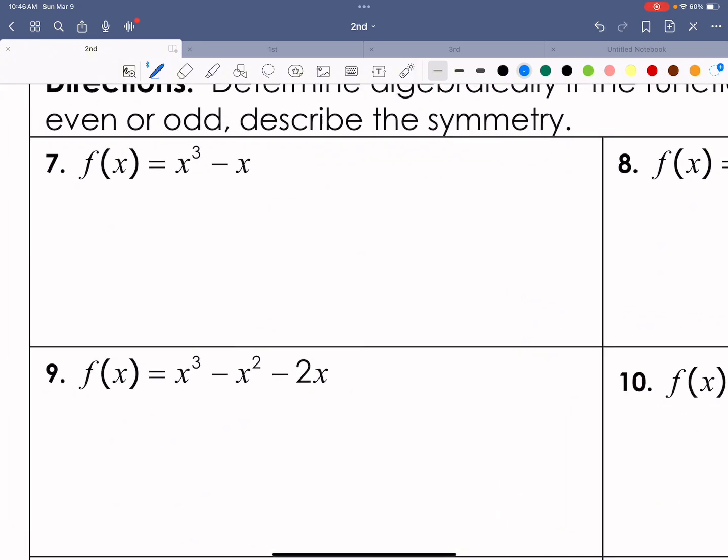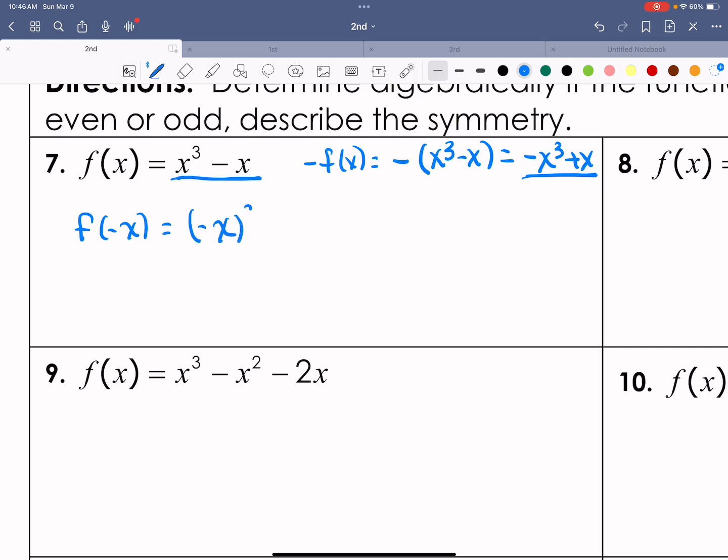I want to know, what am I looking for? So what is negative f of x? Well, that means negative of whatever was over here, x cubed minus x. And what would that be? Negative x cubed plus x. So when I substitute negative x into this, I should get either this or this, and that's going to determine it. All right, so f of negative x is equal to negative x cubed minus negative x again.